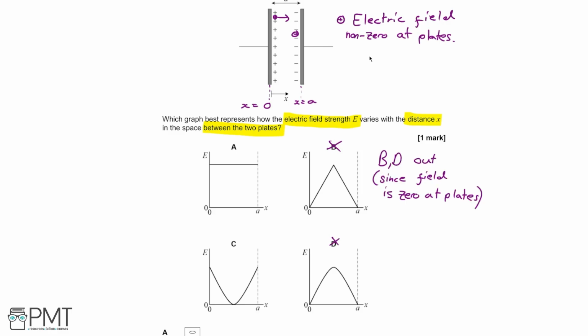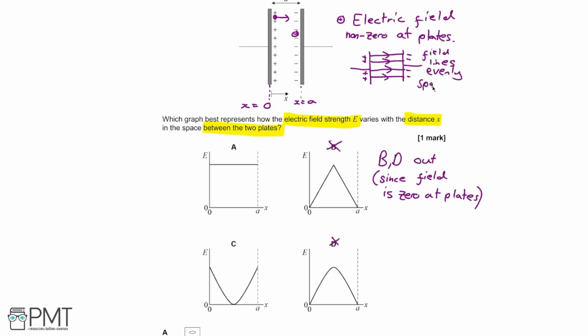To narrow it down between A and C, we can use what we know about the field between two oppositely charged plates in a capacitor. Specifically, we know that each lot of positive charge will generate the electric field at one plate, and the lot of negative charge will generate the electric field at the other plate. The strength of the field is proportional to the size of the charge. And in a normal parallel plate capacitor, the field lines are evenly spaced. This means that the field is uniform. So that means that the electric field has to be the same.